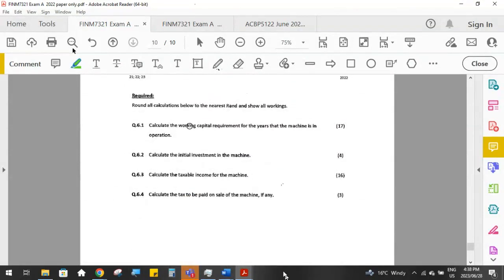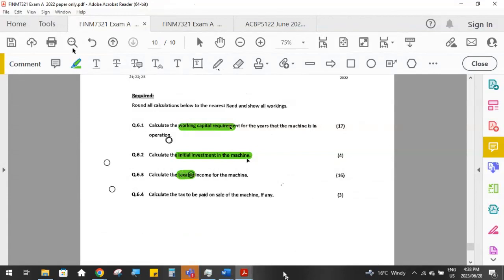In this one, they wanted us to calculate the working capital requirements for the years that the machine is in operation, calculate the initial investment in the machine. So remember, in your textbooks, you've got all your theory for what is included in the initial investment rand amount. And then we've got our operating years of operating cash flows. And then finally, we've got the terminal cash flow.